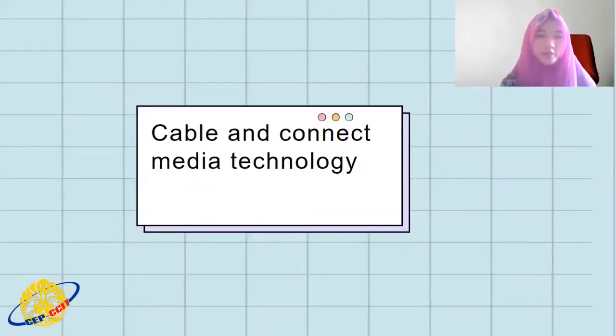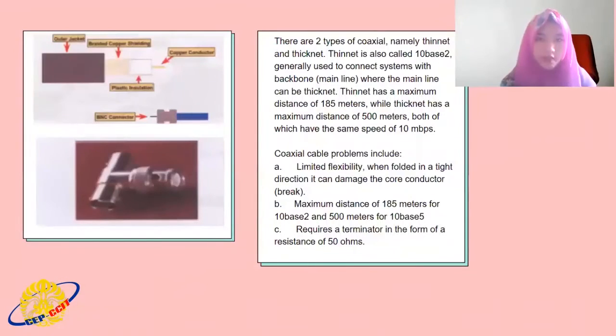And I want to talk to you about cable and connection media technology. First, the cable is coaxial cable. There are two types of coaxial, namely ThinNet and ThickNet. ThinNet is also called 10Base2, generally used to connect a system with the backbone or mainline, where the mainline can be ThickNet. ThinNet has a maximum distance of 185 meters, while ThickNet has a maximum distance of 500 meters, both of which have the same speed of 10 Mbps.